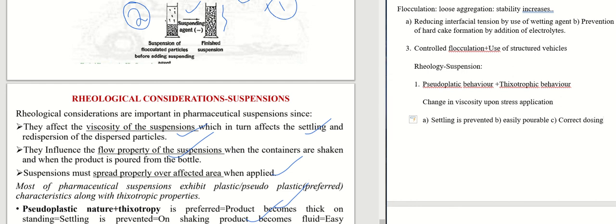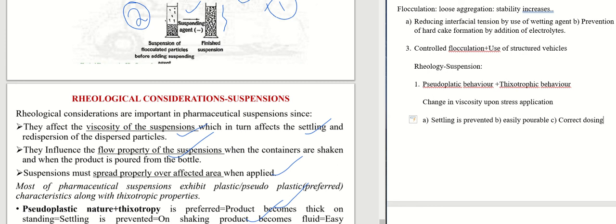Suppose the formulation is very thick and is not easily pourable, all the drug particles will be sedimented and it is only the dispersion medium the patient or consumer will be consuming. So there will not be correct dosing of the drug, especially in a deflocculated suspension. Hence, we need to make sure that the suspension follows pseudoplastic behavior and thixotropic behavior, so that it prevents the settling of the particles, and it should be easily pourable when we apply stress by shaking, and hence it will help in correct dosing.